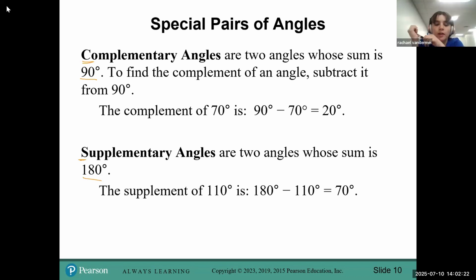What if it was like, what's the complement of 110? Would you still do 90 minus 110? Or would you do 110 minus 90? No, there isn't one. They won't ask you that. So a 110-degree angle doesn't have a complement. Great question. No complement. It's only true if they add up to 90. So if one of them's bigger than 90, it doesn't have a complement. If it's bigger than 180, it doesn't have a supplement.